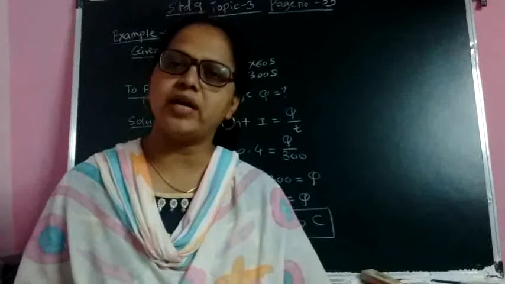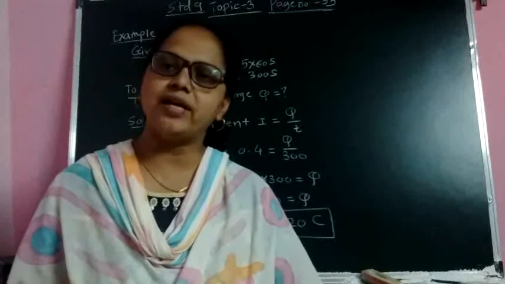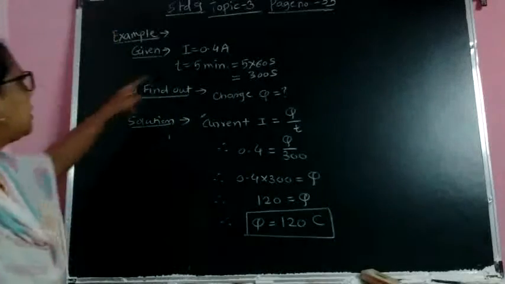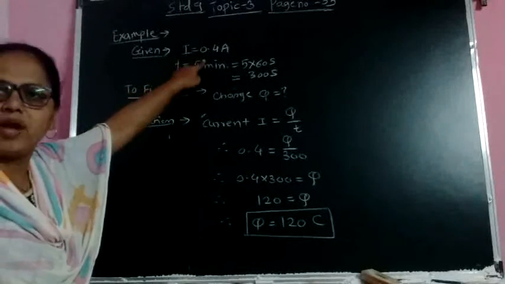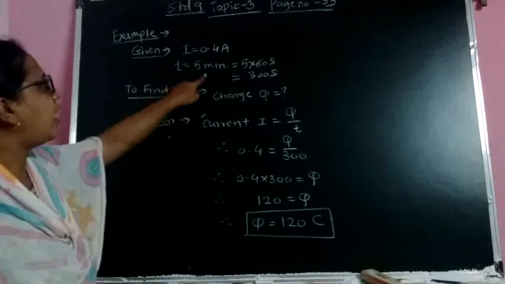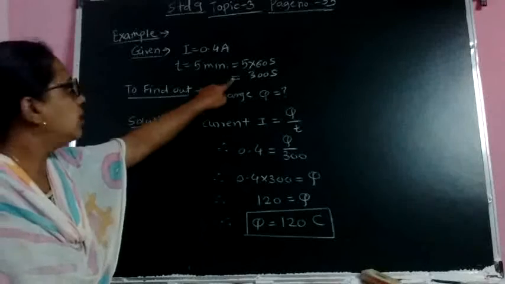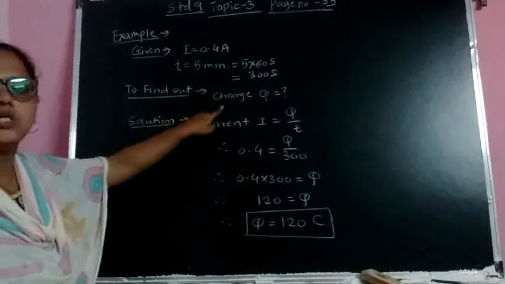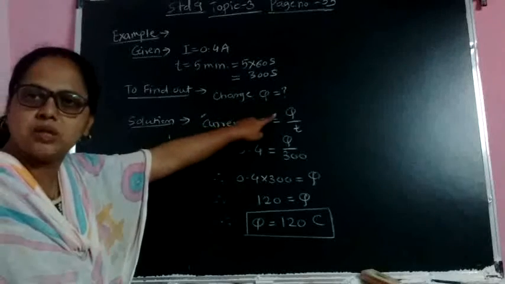So first you have to write down the given quantities, what to find out, and then use the formula. The given quantities are, you can see here, current I is equal to 0.4 ampere. The units are essential in physics. Time 5 minutes, convert it into seconds, that is 5 into 60, you will get 300 seconds. What to find out? Charge, that is capital Q is equal to question mark.